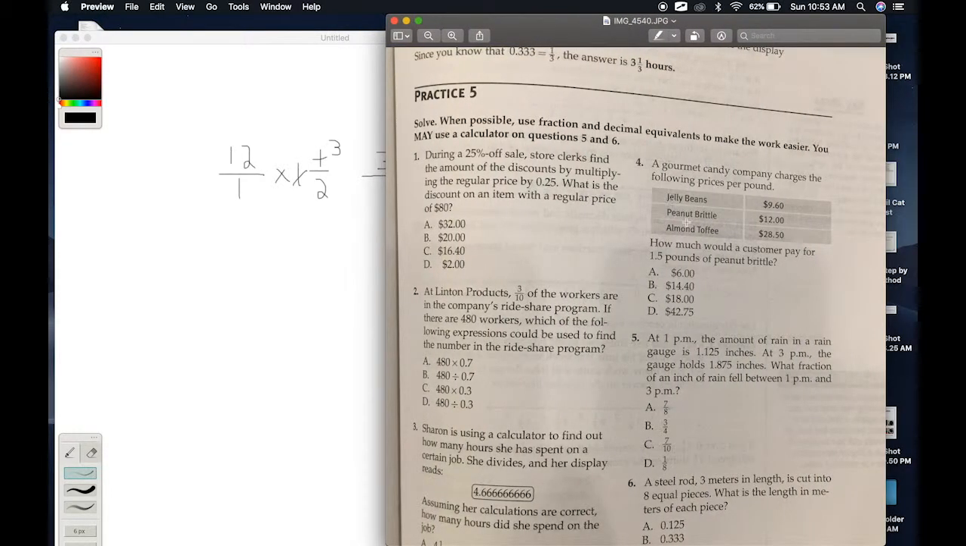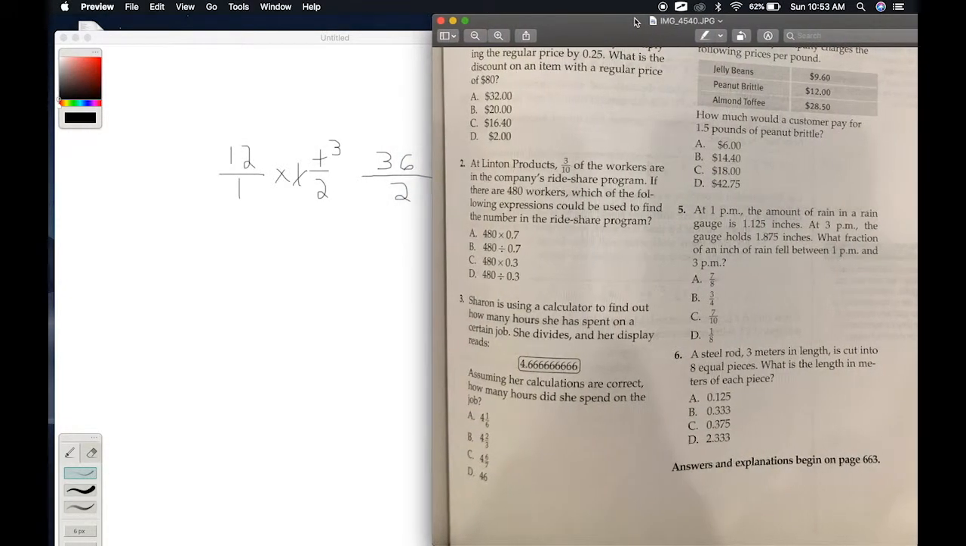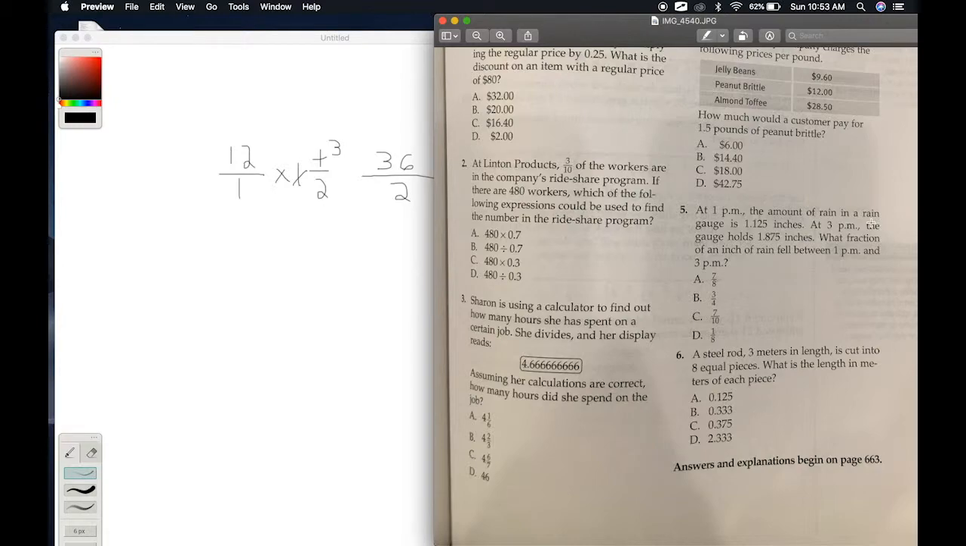Okay, so number 5, staying live. At 1 p.m., the amount of rain in a rain gauge is 1.125 inches. At 3 p.m., the gauge holds 1.875 inches. What fraction of an inch of rain fell between 1 p.m. and 3 p.m.? Well, basically we need to find the difference between these numbers. See how much fell between this time and this time. So for that, we always subtract.